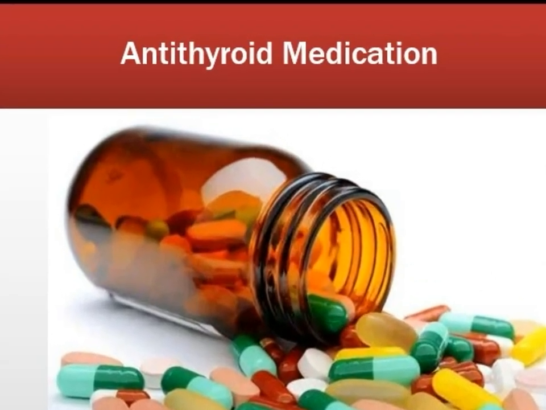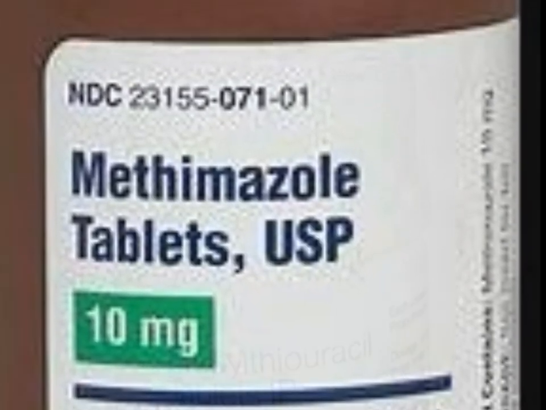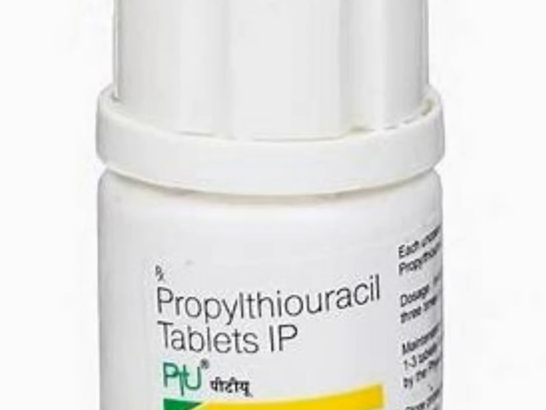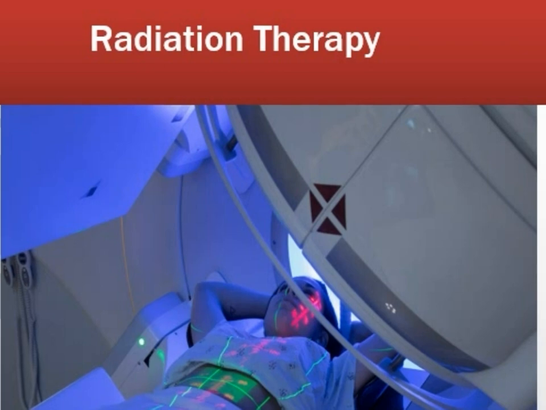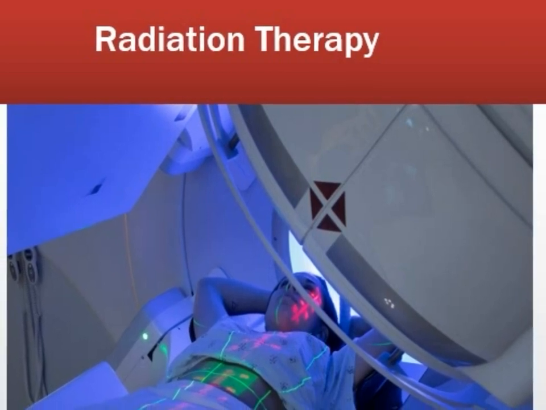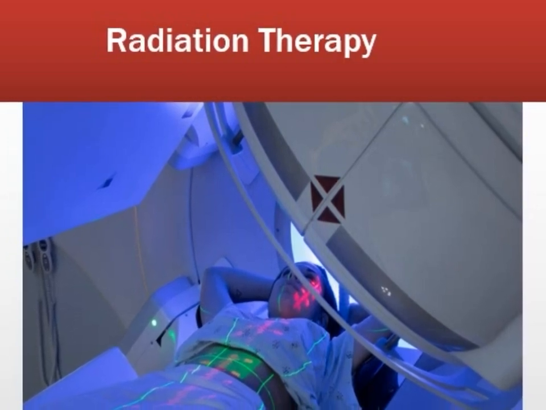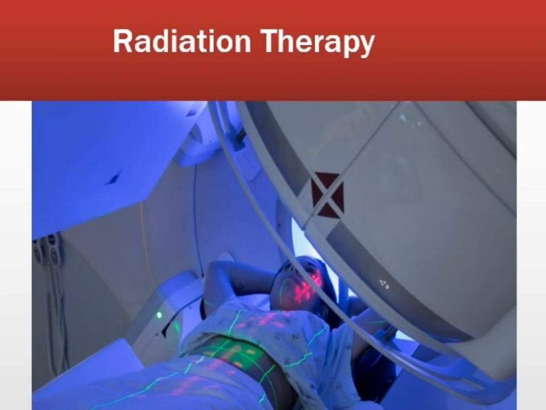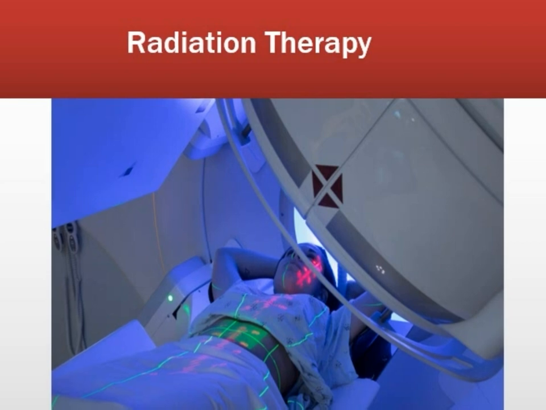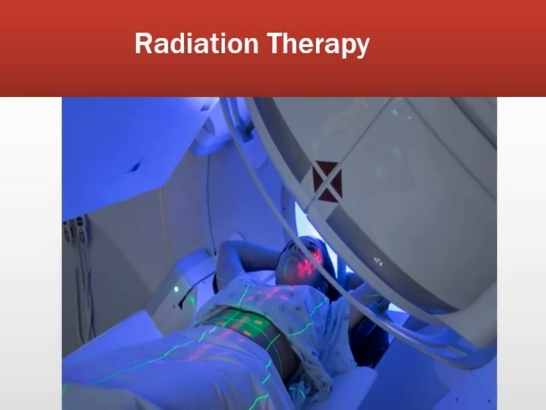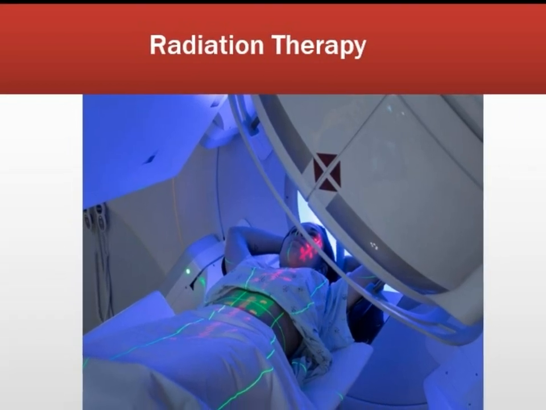Antithyroid medications block the production of thyroid hormones. For example, methimazole and propylthiouracil. Radiation therapy is also used for the treatment of Graves' disease. In radiation therapy, radioactive iodine is ingested in the forms of liquid or pills. This radioactive iodine is taken up by the thyroid gland. Radiation released by this iodine slowly destroys the thyroid gland and brings the level of T3 and T4 in the blood to normal. Radiation therapy is contraindicated in pregnant and breastfeeding women.